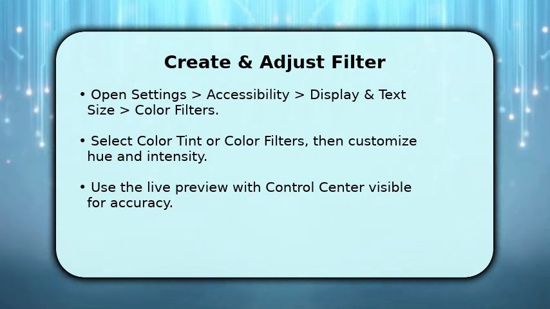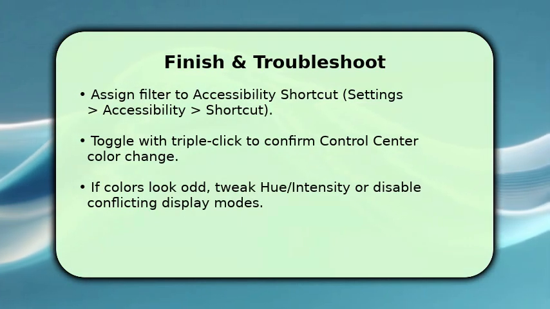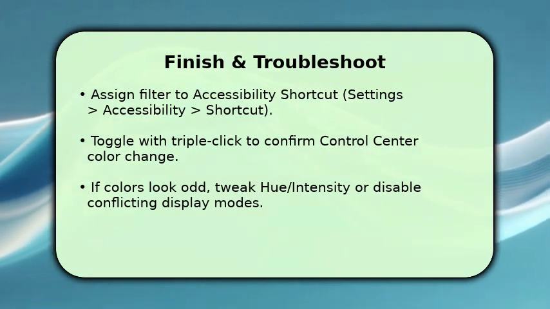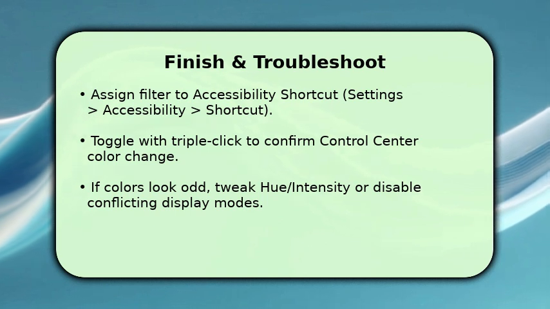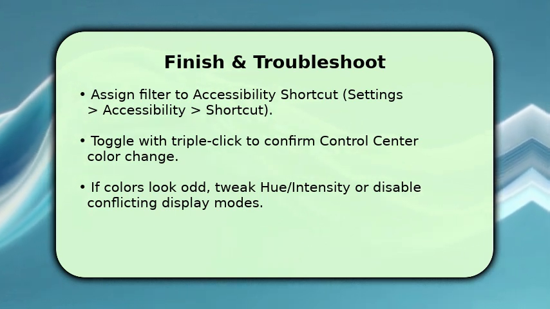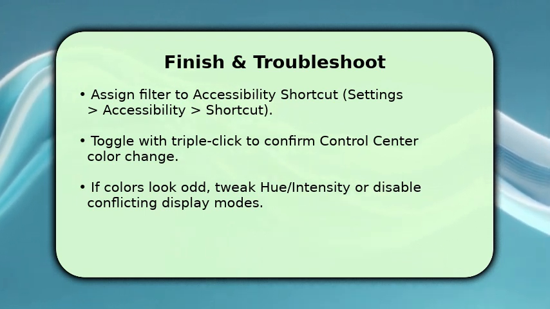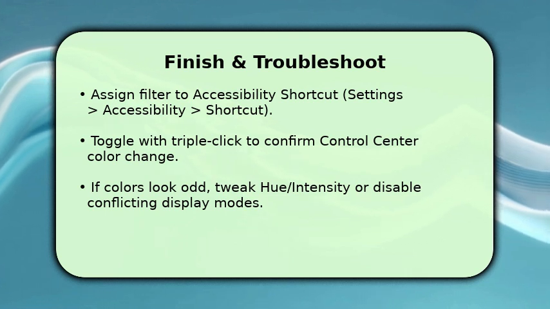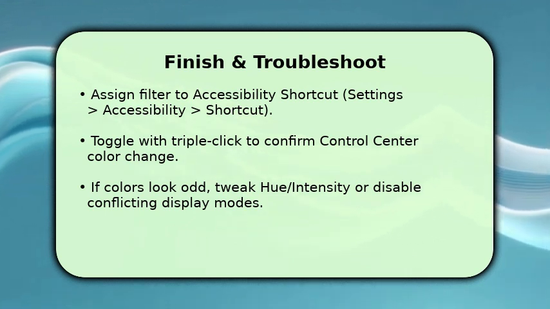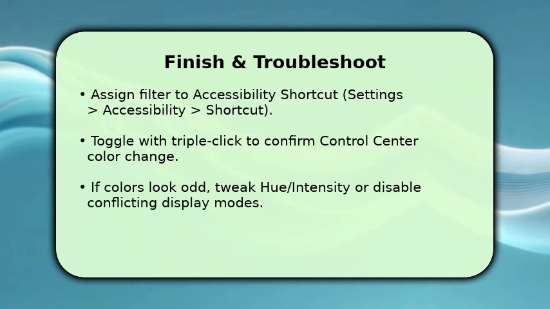To finish, add your chosen color filter to the accessibility shortcut in settings so you can enable it quickly with a triple click. Once enabled, pull down control center and toggle the filter on and off to confirm the color change. If colors appear washed, check for night shift, true tone, or display zoom, disable them temporarily.